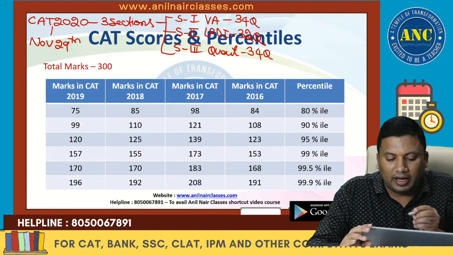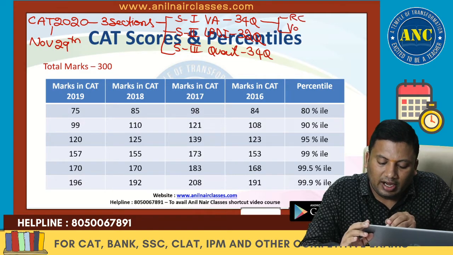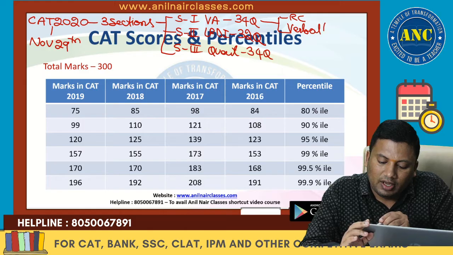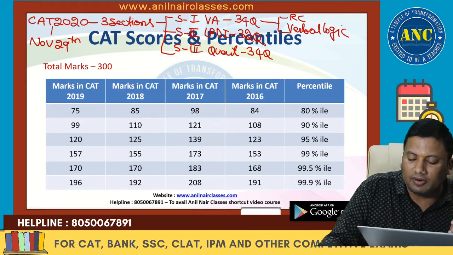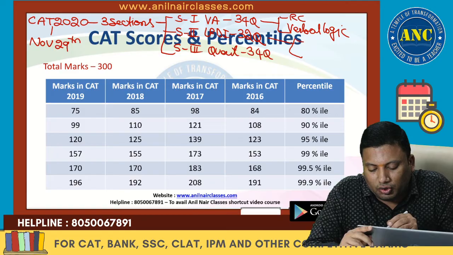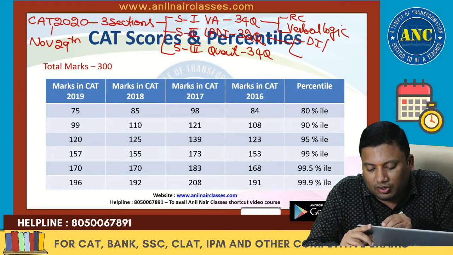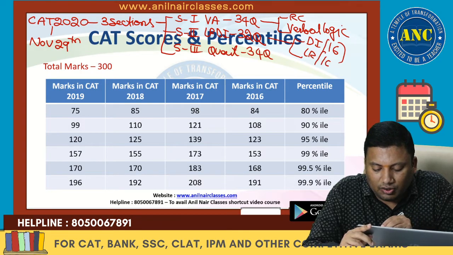Now, verbal ability consists of reading comprehension and verbal logic questions. For the last few years, there were no questions on vocabulary and no questions on grammar. Out of these 32 questions in LRDI, there are 16 DI questions and 16 logical reasoning questions.